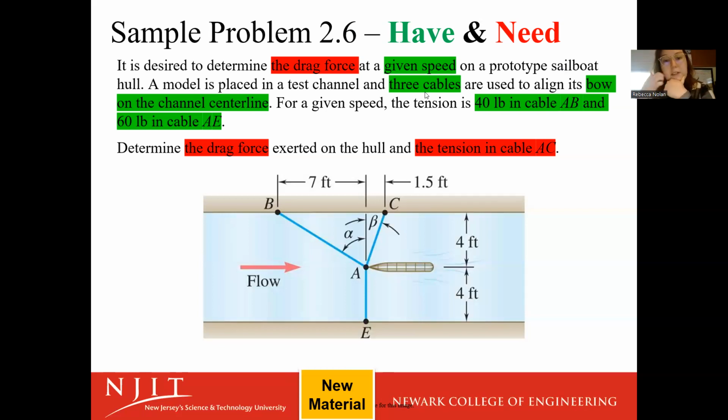A model is placed in a test channel, 3 cables on the channel center line. So that tells us that the resultant is on the x-axis, is even with the x-axis. So 0 degrees, right? For a given speed, tension, so we have our 2 tension values. We do not have their directions, we just have alpha and beta. That's not true. We do have their directions, even though we do have alpha and beta. We have these dimensions to it, so 7 feet and 4 feet, so we can figure out proportionally what direction these are going in. Okay.